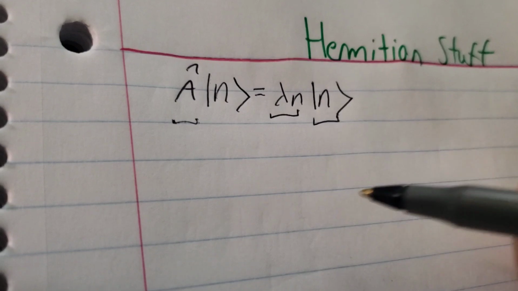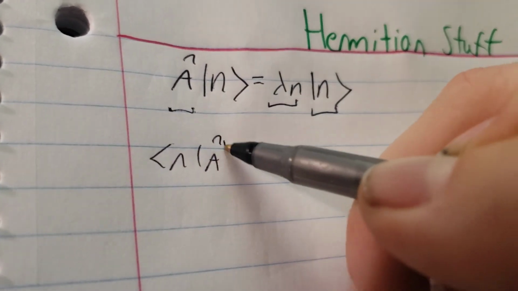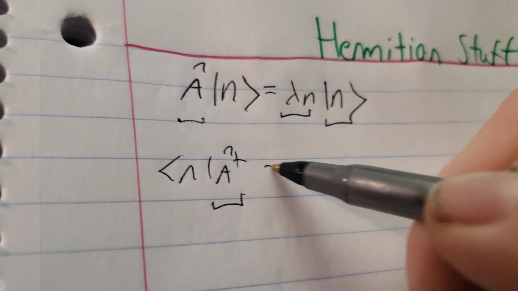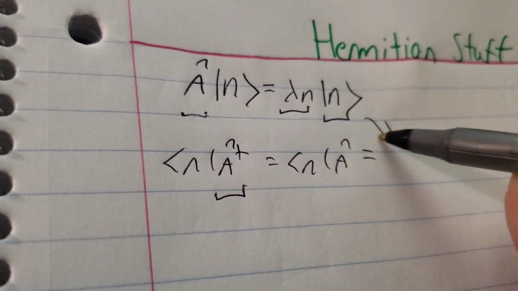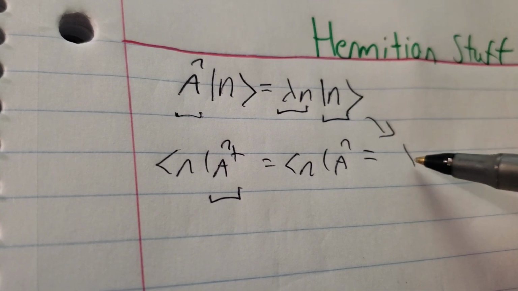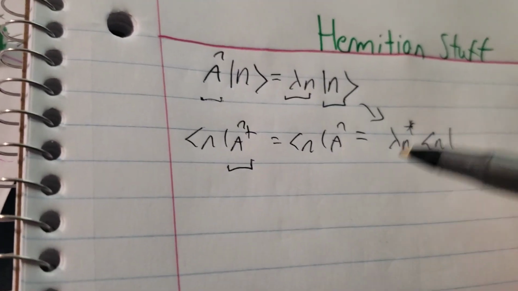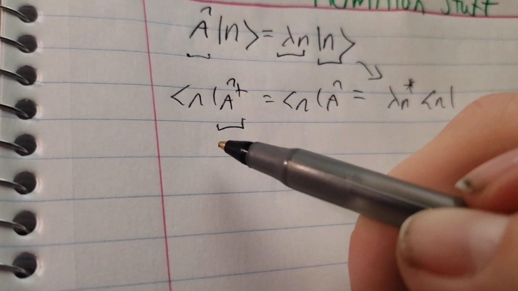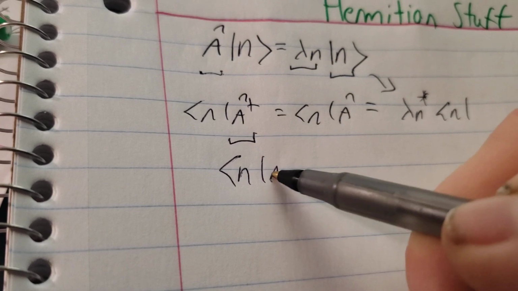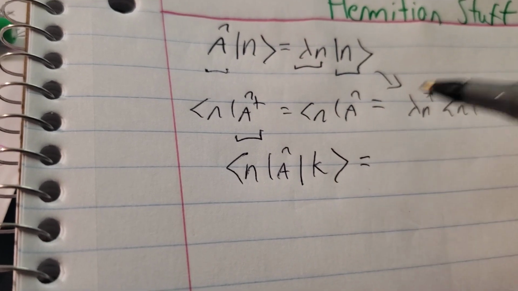So let's take the Hermitian conjugate of this equation. Well, by definition, this is Hermitian, so A plus is equal to A. And lambda n is just a number, so it can be pulled out to the side, and all that happens to it is just a complex conjugate. Now let's act it on another state. Could be the same state, could be a different state. An arbitrary eigenfunction of A hat. Act this whole equation on k.